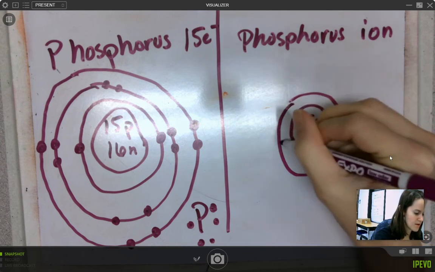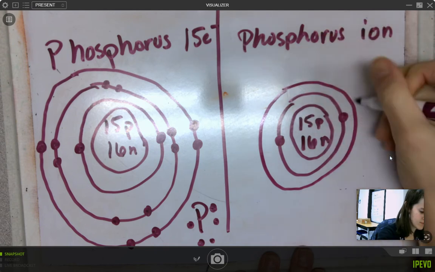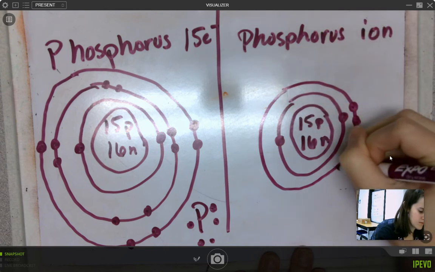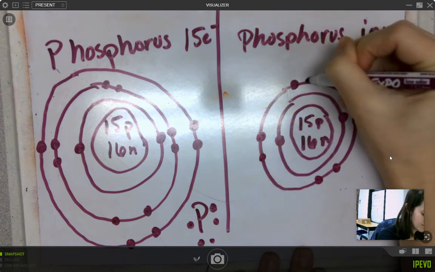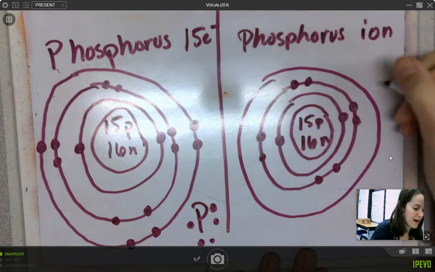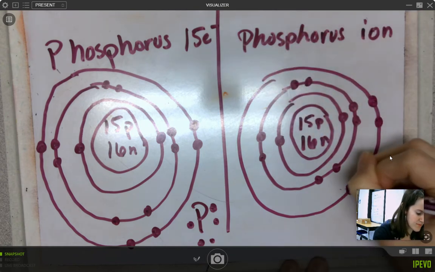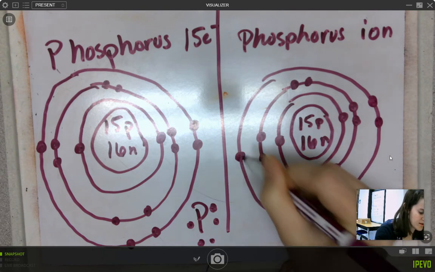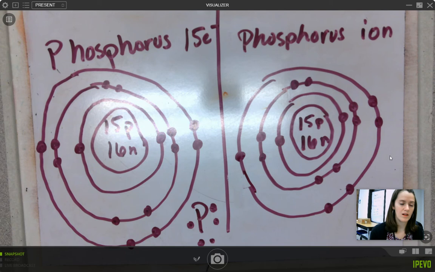Two will be here. Next level, 8. So that's 10. So normally this level has 5. Let's think about it. Do we want to take them away? I probably need to show you an example when we take it away. Or is it easier to fill it the rest of the way up?